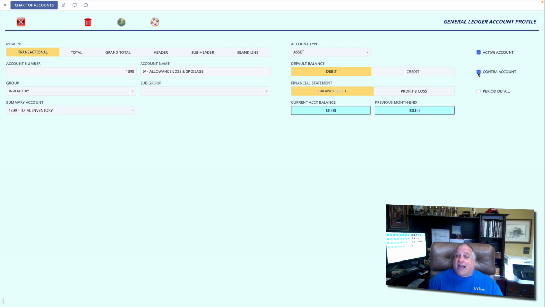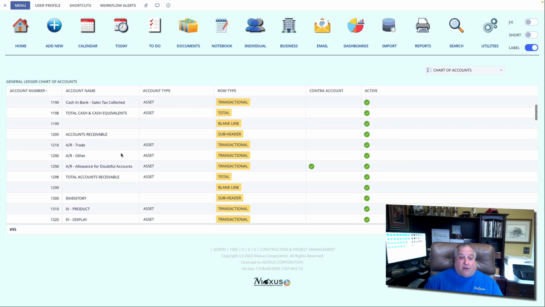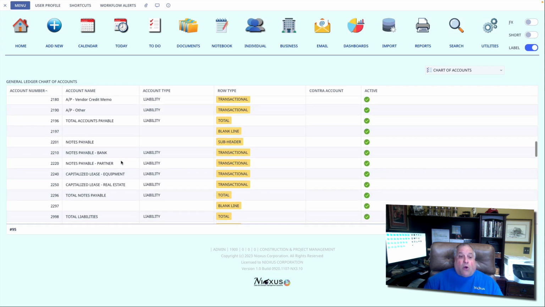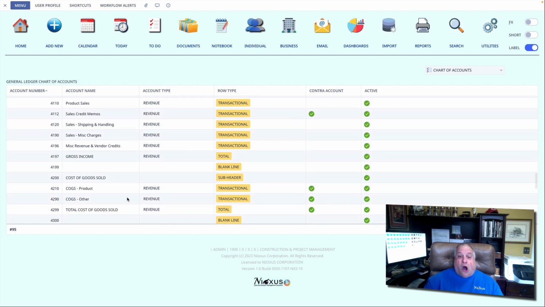But because it's a contra account, or contrary to the standard, it'll give us a negative, thereby deducting this loss or spoilage allowance, or the allowance for doubtful accounts, or cost of goods sold, or sales discounts given, all of which reduce the number to which they're contrary. It'll have them show up as negatives.